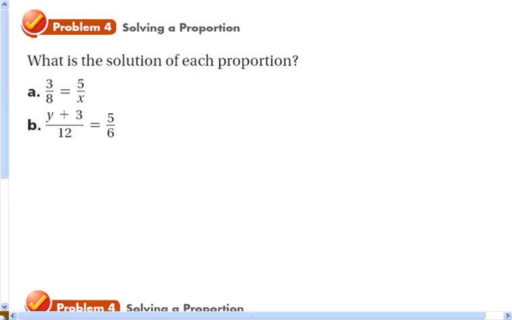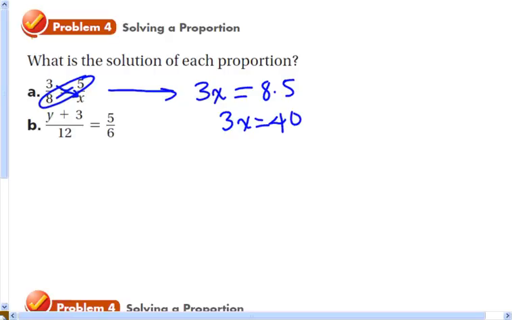All right, problem 4. What is the solution of each proportion? All right, we're going to use the properties, and this one I think we'll use cross products property. So if we multiply the extremes, 3 times x, that will equal the product of the means, which is the 8 times the 5. So 3x is equal to 40. And if we divide both sides by 3, we get 40 divided by 3, which is 13 1/3.